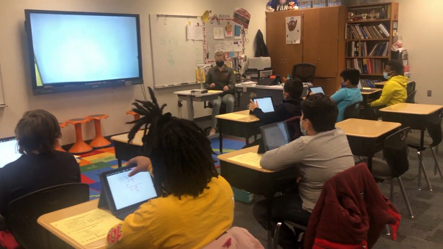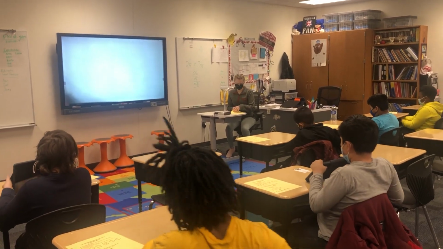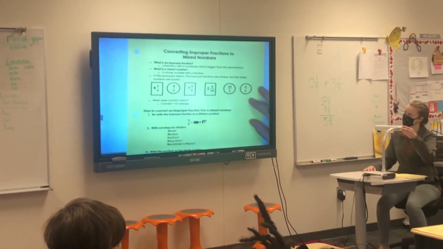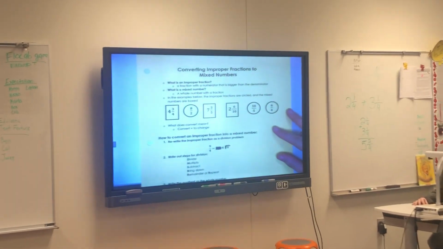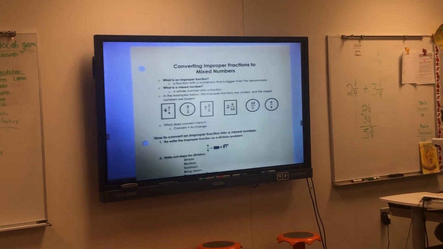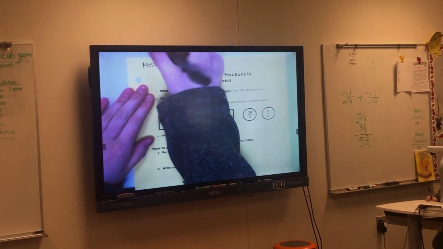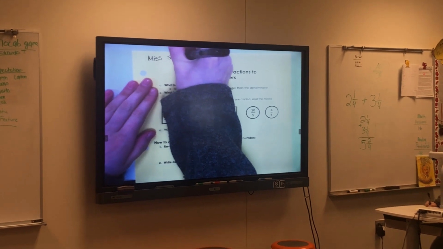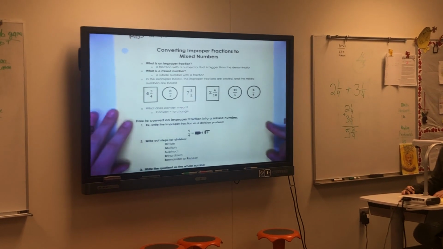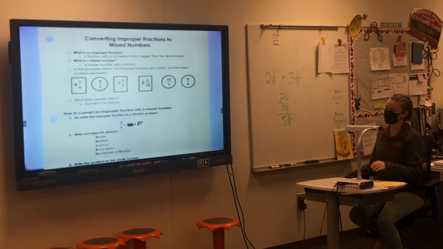Go ahead and put your iPads away for me, please. Have your pencil out. You should be looking at this yellow sheet that I just gave you that says converting improper fractions to mixed numbers on top. Go ahead and write your name at the top just in case you lose it. That way we know who to give it back to. All right, everyone's got their name on, give me a thumbs up.